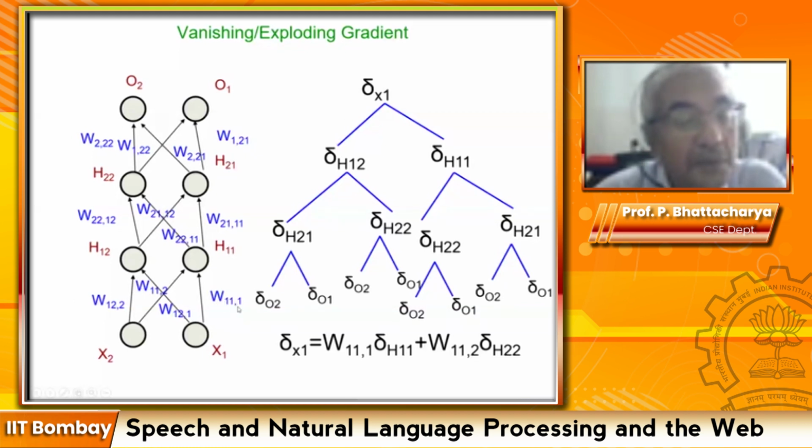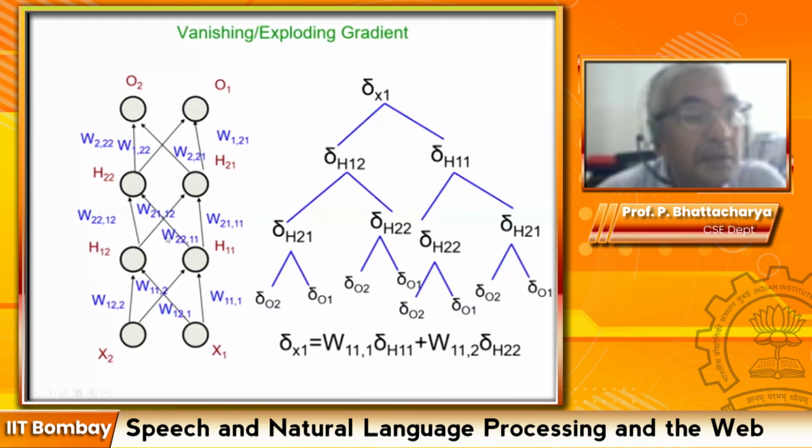So W11, 1, we know that the index close to the symbol is the destination neuron, and the other index is the source neuron's index. So W11, 1 is the weight which is from X1 to H11. Similarly, W12, 1 is the weight from X1 to hidden neuron H12.